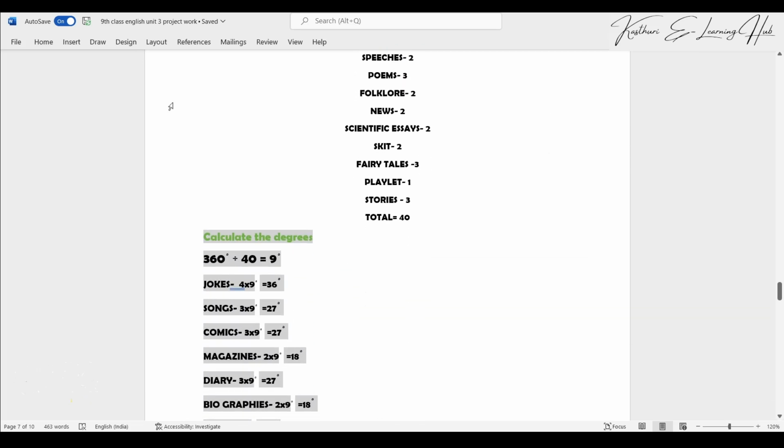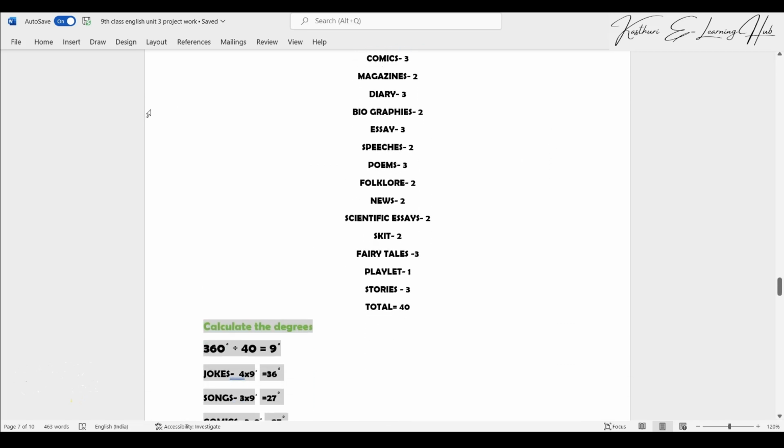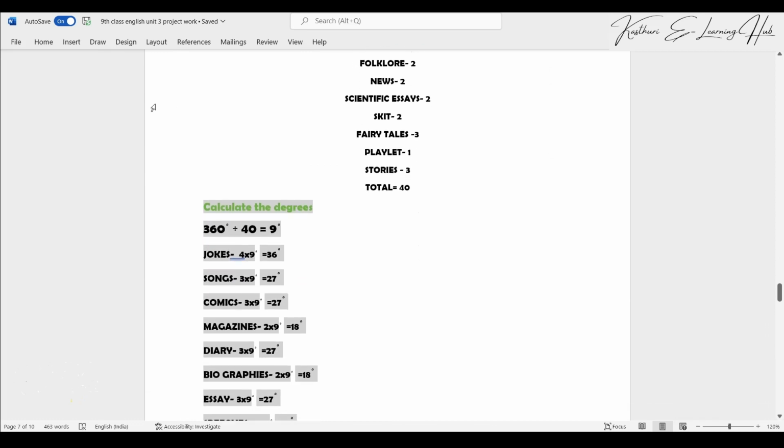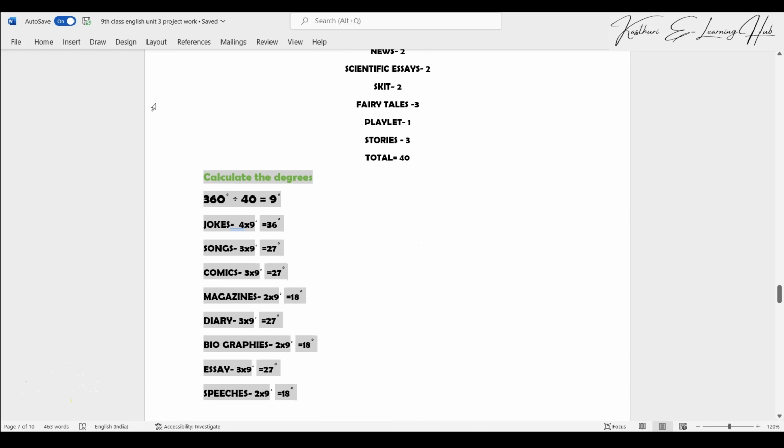To draw the pie chart, we need the degrees. So you need to carry a protractor, scale, and a compass. Then only we can draw the pie chart. Here we need to make the total. How many overall? Naturally, 4 tens are 40. So the total is 40. In the circle, what is the overall degree? That's correct, 360 degrees. So 360 degrees divided by 40 is 9 degrees.